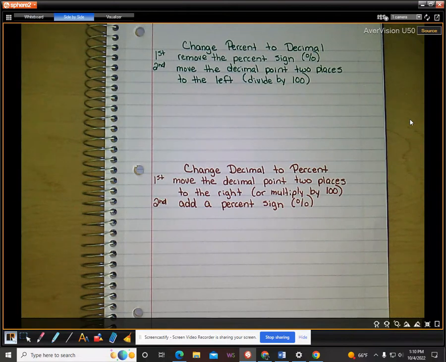Right, so no computation necessarily involved, just moving a decimal point. You'll have to pay attention to which one you're using. That way you know which way you're moving the decimal point. All right, we're going to do a few examples of each.